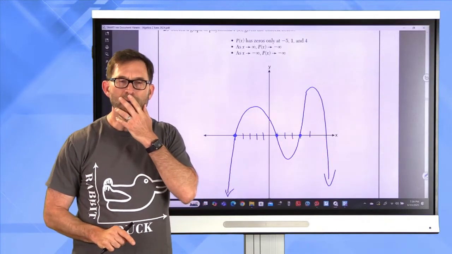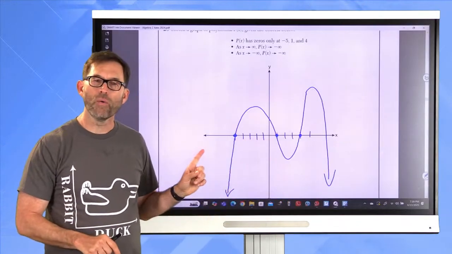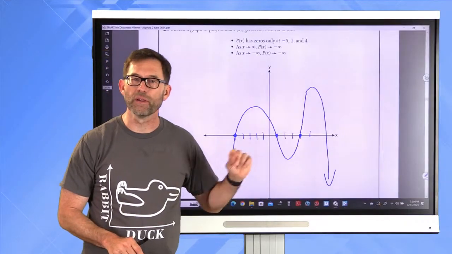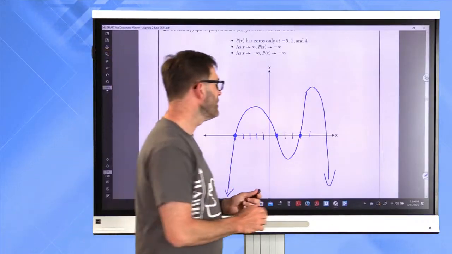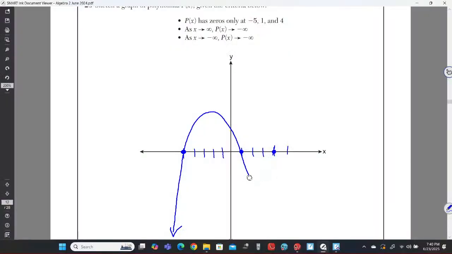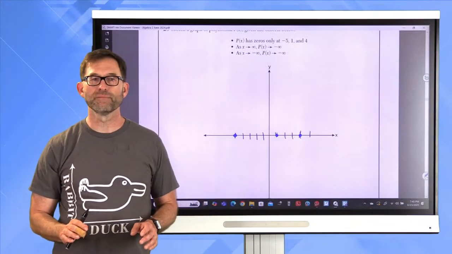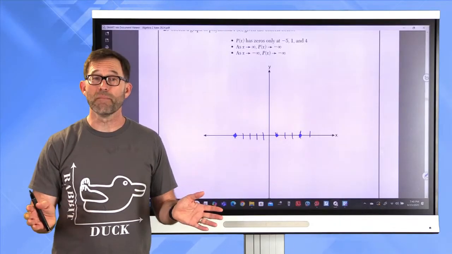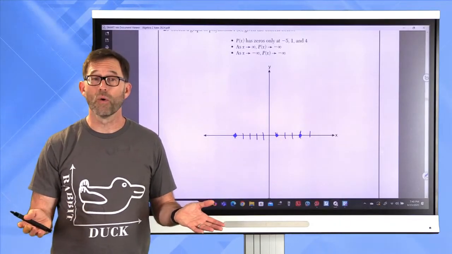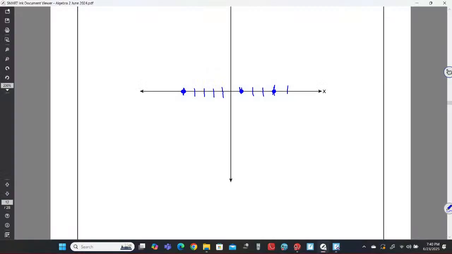So how do we make it so that both ends point down, and yet it only hits the x-axis at those 3 locations? Well, the key will be at one of the 3 locations, and now of course I have to carefully erase this, at one of those 3 locations, I need the graph to be tangent to the x-axis. All right, it's got to be tangent to the x-axis. Does it matter which of the 3 locations? No, it doesn't, right? So for instance, I could make it look like this.